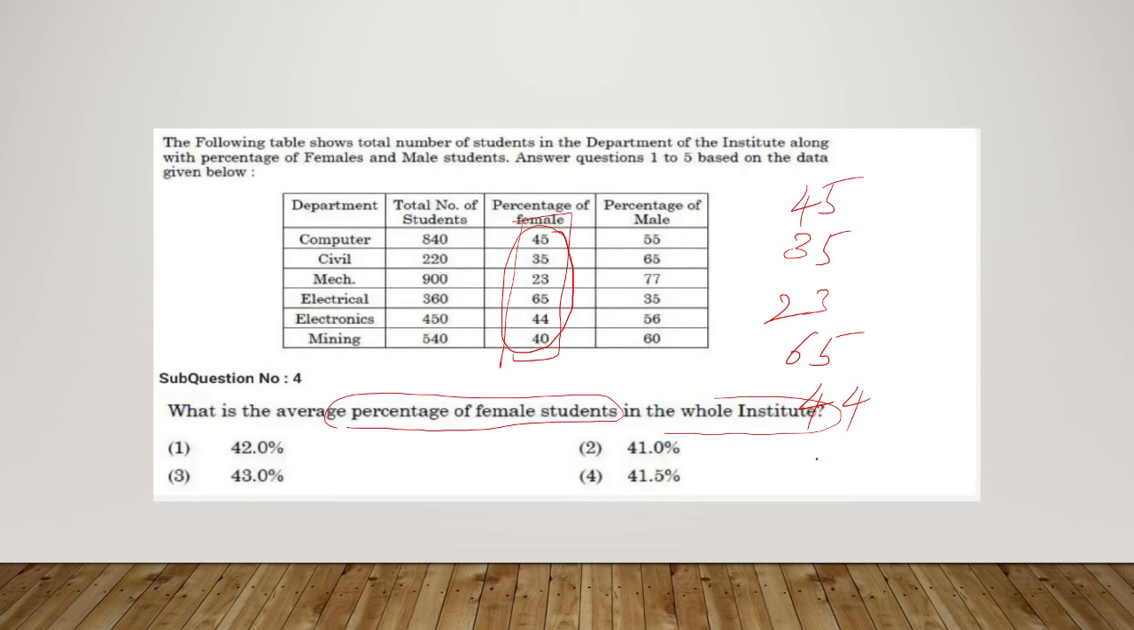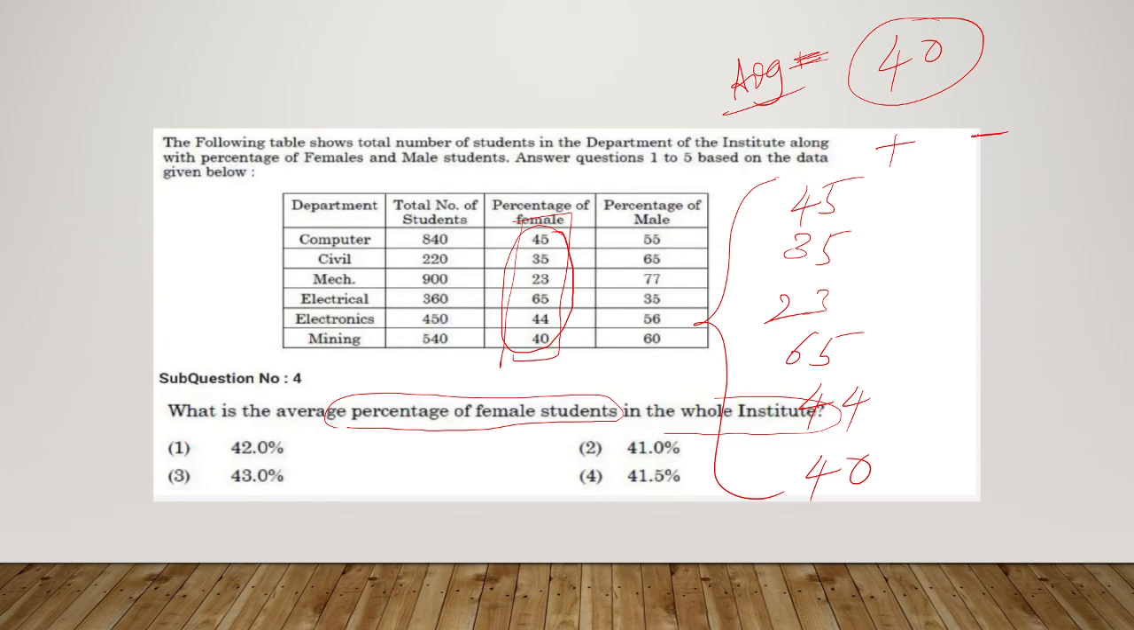Okay, here we can see what is there in average. 40 is there, right? 40 is very near to all the numbers. That's why I am taking 40 as the average. Then I will note whatever is more than 40 and whatever is less than 40. 45 is 5 more than 40. 35 is 5 less than 40. 23 is how much? 17 less than 40. 65 is 25 greater than 40. 44 is 4 greater than 40.